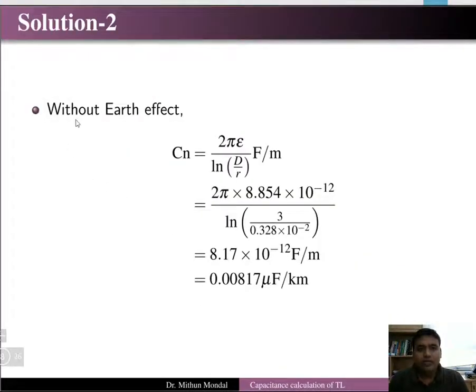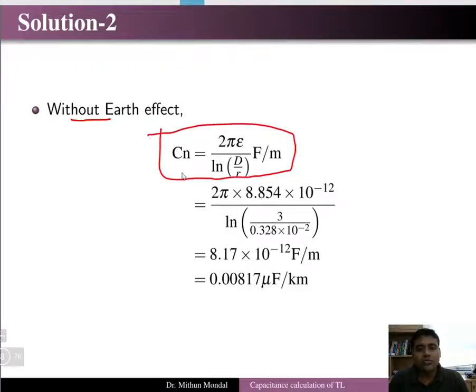So when we take without earth effect, the formula is Cn equal to 2 pi epsilon divided by ln of GMD by GMR. So here the distance between the individual strands is basically the 3 meter. So this is your GMD and the GMR of the conductor is basically the radius of the conductor.